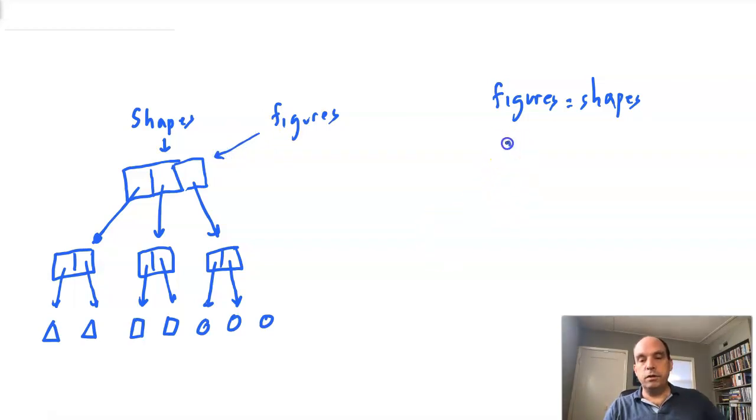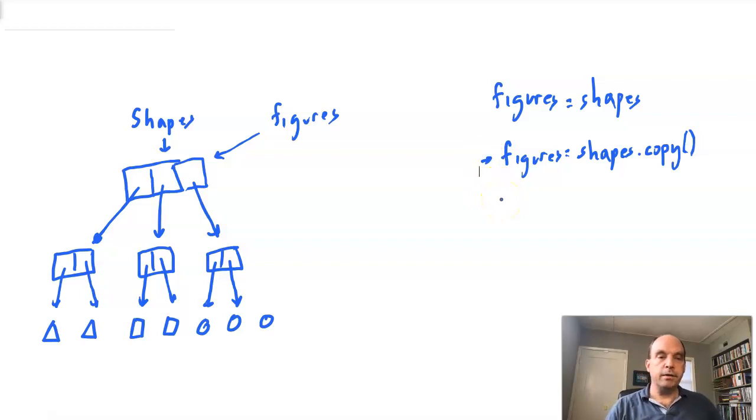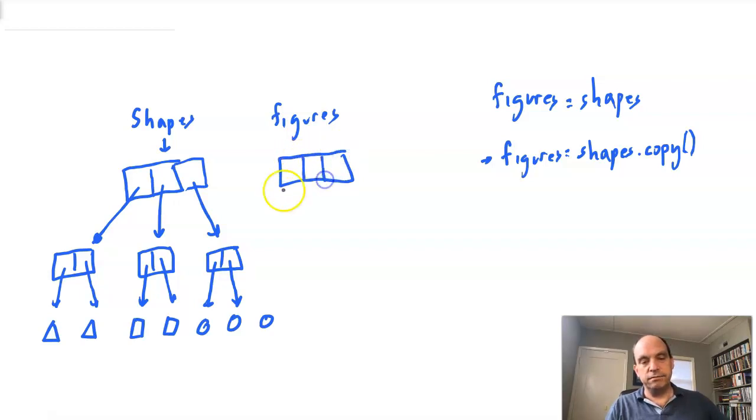I'm going to say figures equals shapes and then use that slice operator. Or maybe another method would be to say .copy. And that would be a better strategy. But let's see what happens now. Python is going to do exactly as you wish. It's going to take this list that shapes was pointing to and make a copy of it. But what is a list? A list is just a collection of references. So the copy of this list object is going to look like this.